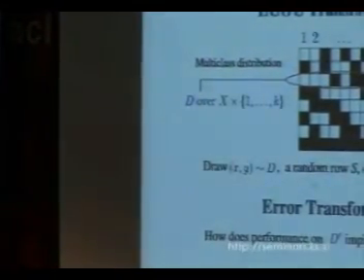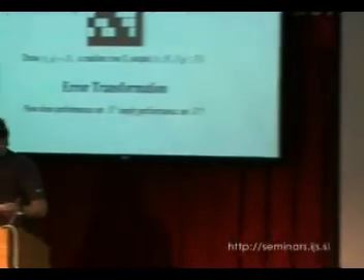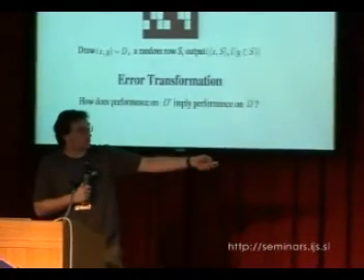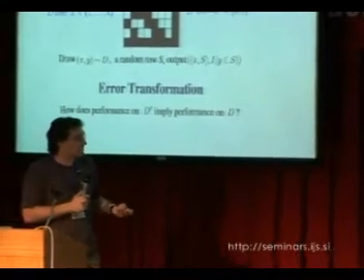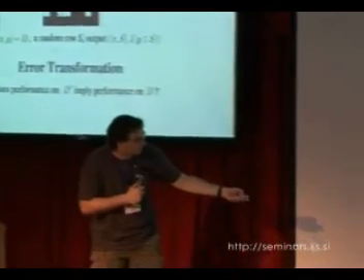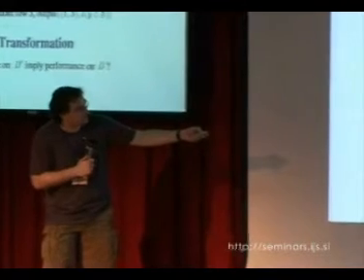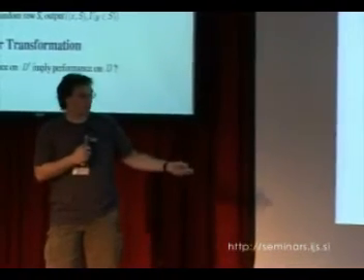So this defines an induced distribution by this process, right? And how is this going to work? What does performance with respect to this induced D prime imply about multi-class performance with respect to D?